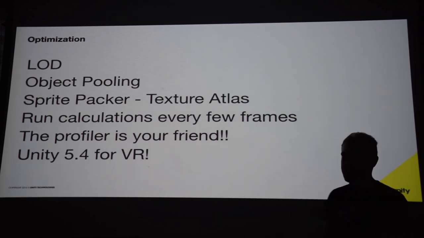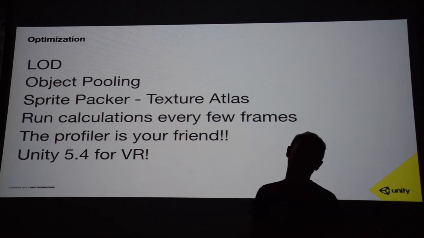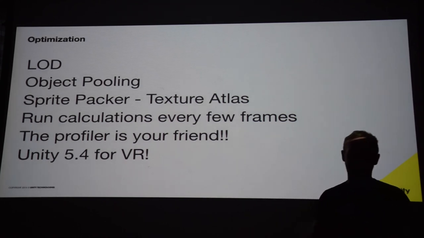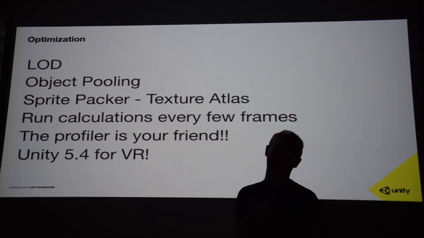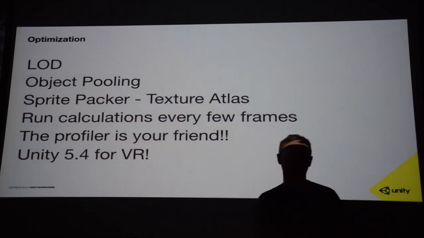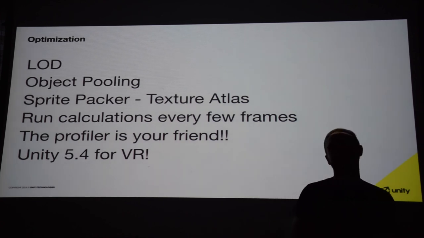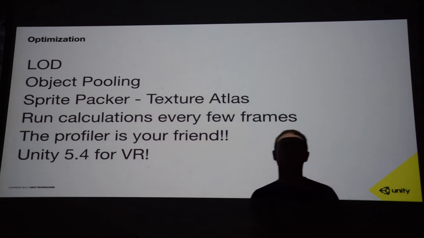Running calculations every few frames instead of every frame. So you saw my dinosaur example. Every single update, 60 times a second, it decides it needs to move position. That is so, so bad. So please don't do that in your final builds, because realistically, I only need to do that maybe every second or every half a second, which saves a ridiculous amount of frames.